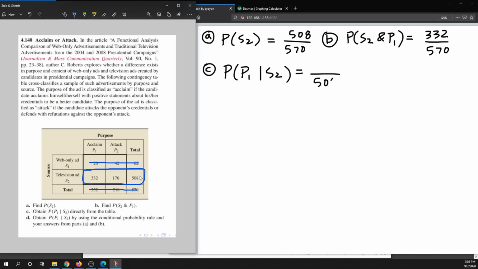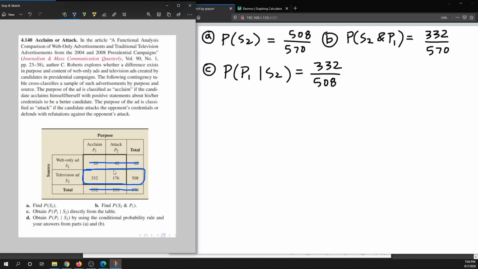All right, and then we want the probability of P1, that it's an acclaim. That would be 332. That's the number that would go on top. So that is calculating the probability of P1 given S2 directly from the table. And we can do that here because we are given counts or frequencies, which is no problem.